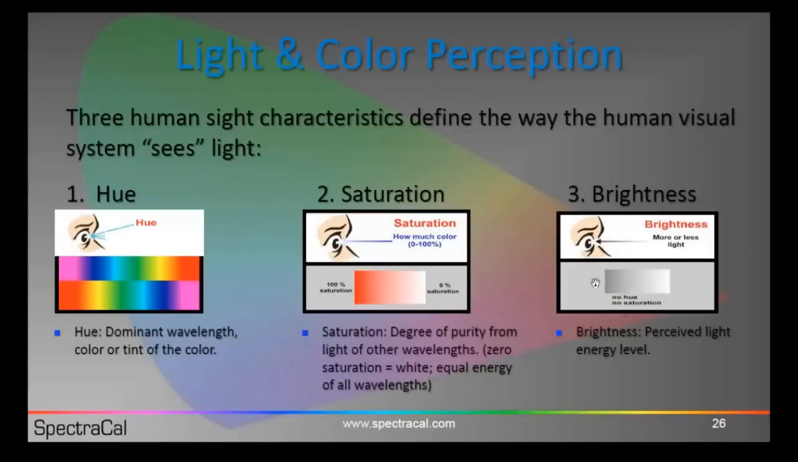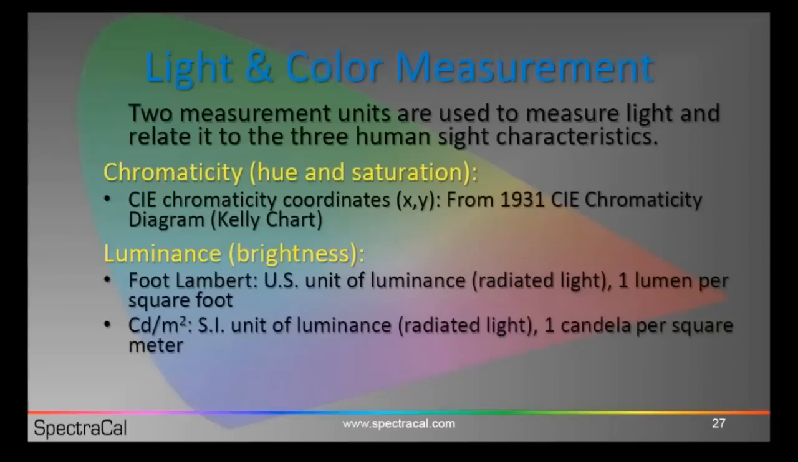Now, in order to measure these three human sight characteristics, we would like to assign some measurement quantity, some metric, to these. That's been quite easy with brightness. We simply measure that in a term that we call luminance, which is actually the radiated light energy level, either the foot-Lambert for the US unit of luminance or the candela per square meter. And so we're going to be simply measuring the light energy with a light sensor.